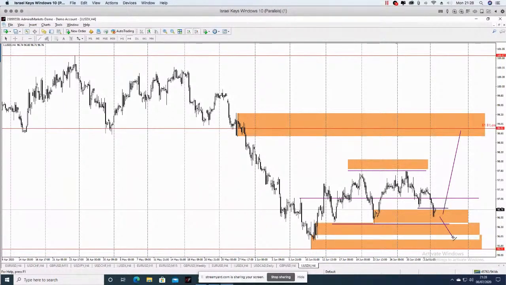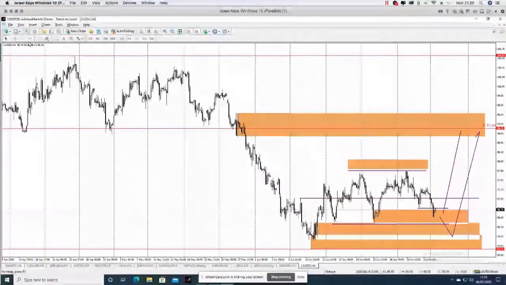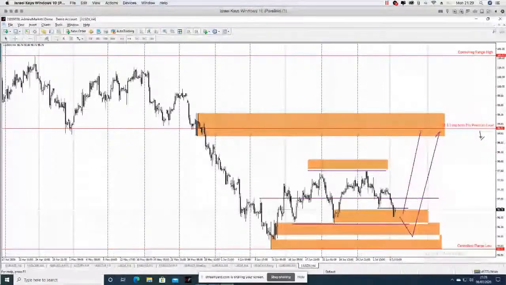And then run up into that level. So these are my two scenarios. Right, so there's one there, and there will be another one. Cool. So this is just quick. Now I can refine this a lot further, but just looking at a 4-hour, this is kind of what I expect to happen.